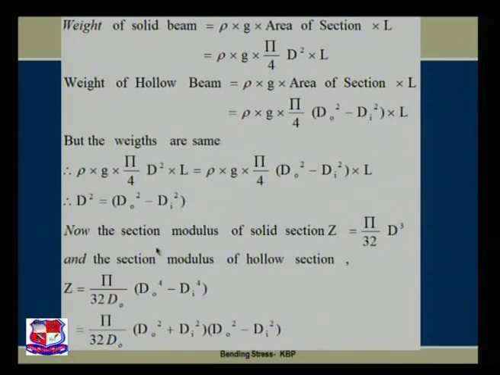Now, the section modulus of the solid section is pi by 32 d cube, while the section modulus of the hollow section is pi by 32 do bracket do raised to 4 minus di raised to 4. Now, if we can simplify this equation, pi divided by 32 do bracket, do raised to 4 minus di raised to 4 divided into two parts. With mathematics, use the fundamentals, do square plus di square bracket over another bracket do square minus di square.